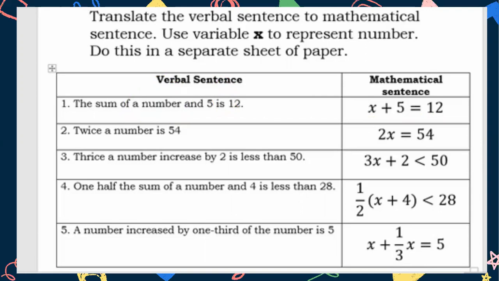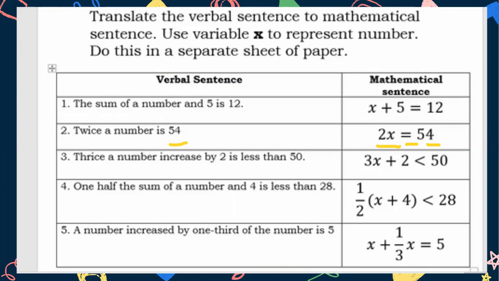Alright? Next, number 2. Twice a number. When we say twice, multiply by a variable or by a number. So it means yung twice a number, so that is 2x. Is. So when we say is, that is equal. And then 54. So it means twice a number is 54.